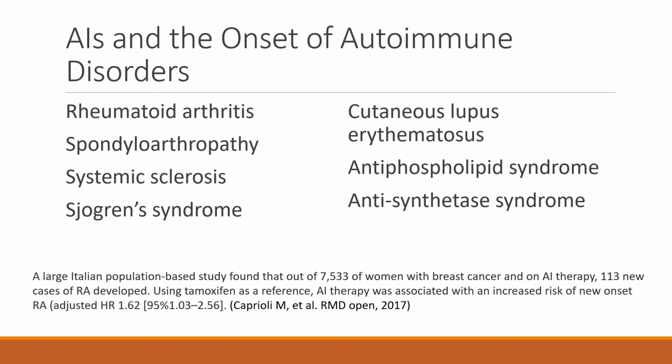There was a large Italian population-based study in 2017 that looked at 7,533 women with breast cancer on aromatase inhibitor therapy. There were 113 new cases of rheumatoid arthritis. When tamoxifen was used as a reference, aromatase inhibitor therapy was associated with an increased risk of new onset rheumatoid arthritis.